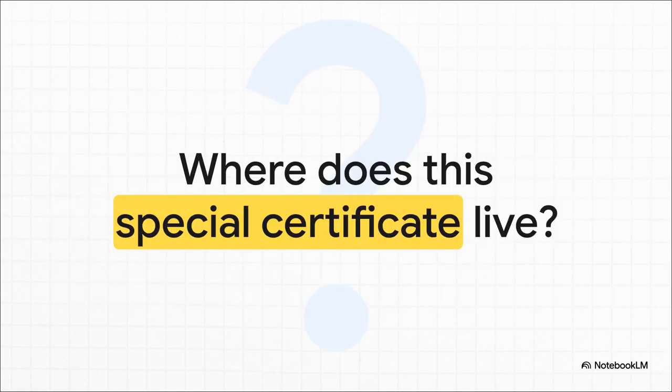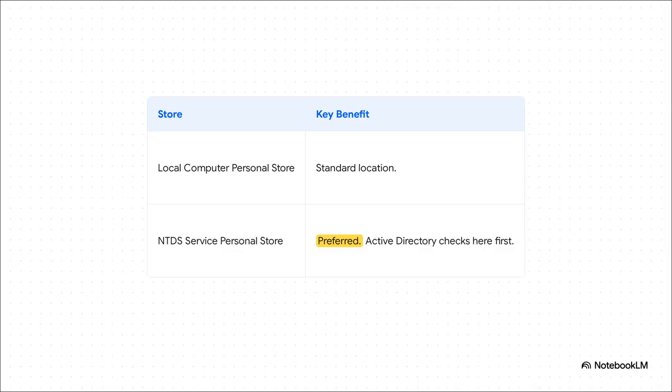All right, so you've got this perfect certificate that follows all the rules. The next big question is, where do you actually put it on your domain controller? Well, you've got a couple of choices. You can put it in the local computer's personal store. That's pretty standard. But the preferred spot, the smarter move, is to place it in the NTDS service's own personal store. And here's why that's so awesome. Active Directory is hard-coded to look in the NTDS store first. If it finds a valid certificate there, it'll just start using it, often without you even needing to restart the server. It's just cleaner and way more efficient.